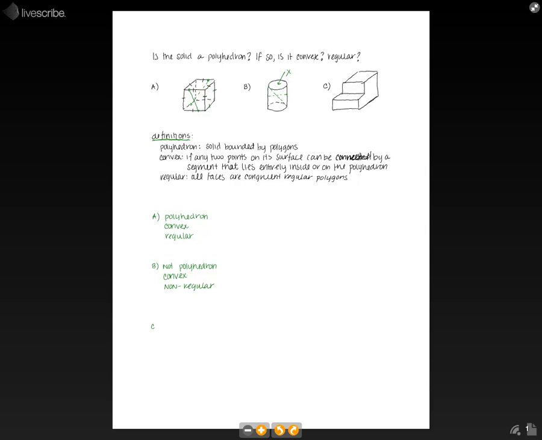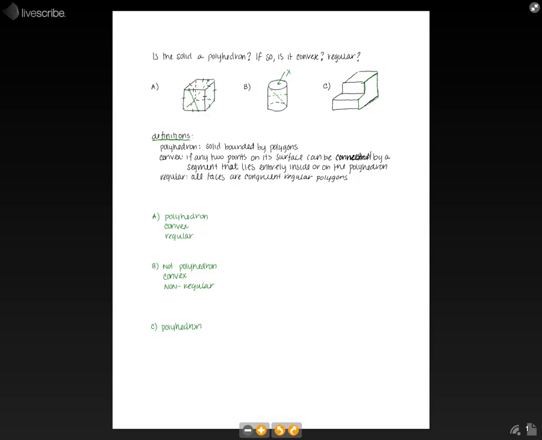Alright, so C. So this one says, is it a polyhedron? So, is it a solid bounded by polygons? I don't see anything that's not a polygon here. All the faces are composed of straight edges. Even this one, even though it's an odd shape, it's still got all straight edges, which means that it is still a polygon. So, yes, this is a polyhedron.